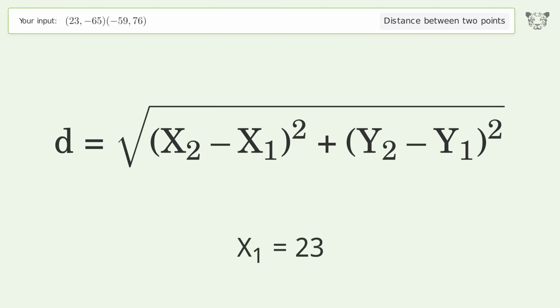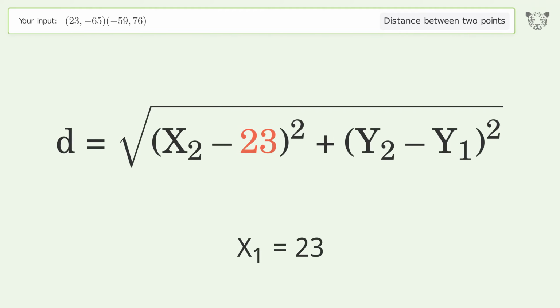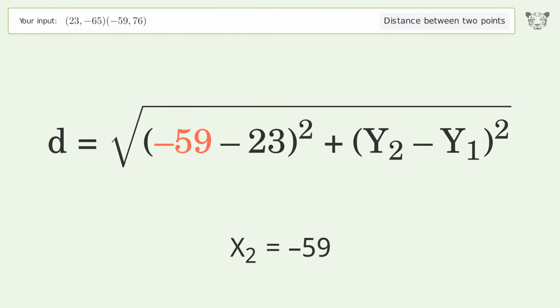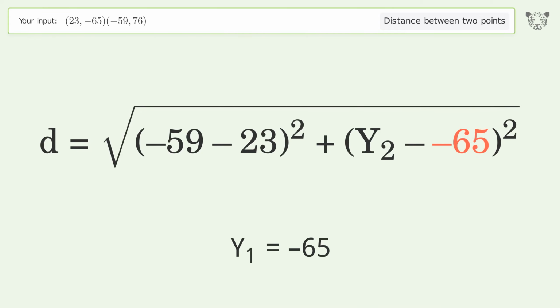x1 equals 23. x2 equals -59. y1 equals -65. y2 equals 76.